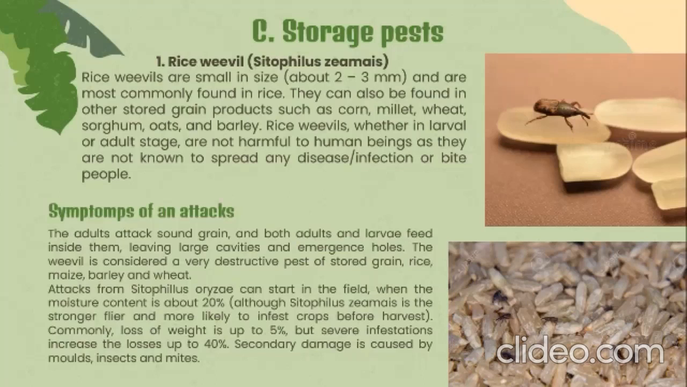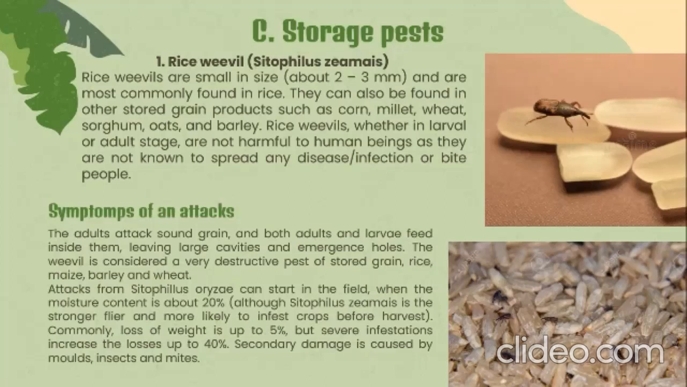The symptoms of the attack: the adult attacks some grain, and both adults and larvae feed inside them, leaving large cavities and emergence holes. The weevil is considered a very destructive pest of stored grain, rice, maize, barley, and wheat. Attacks from Sitophilus oryzae can start in the field when the moisture content is about 20%, although Sitophilus zeamais is the stronger flyer and most likely to infest crops before the harvest.